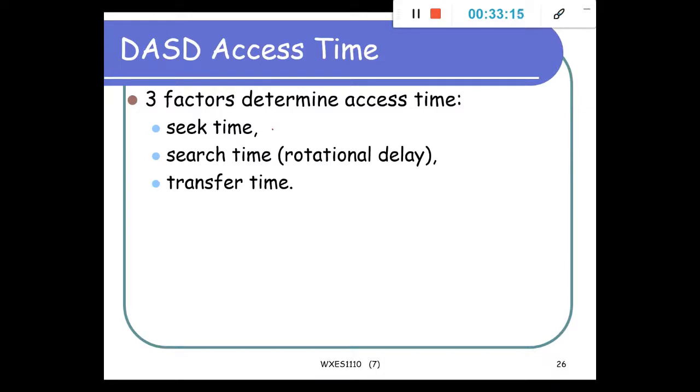Seek time is the slowest of the three factors, meaning that it is based on the head moving between tracks. Search time is for within the sector, and transfer time is for data transfer. The search time is also known as rotational delay. It's the time to rotate the DASD until the requested record is moved under the read/write head. And transfer time, which is faster, is the time taken to transfer data from secondary storage to main memory.